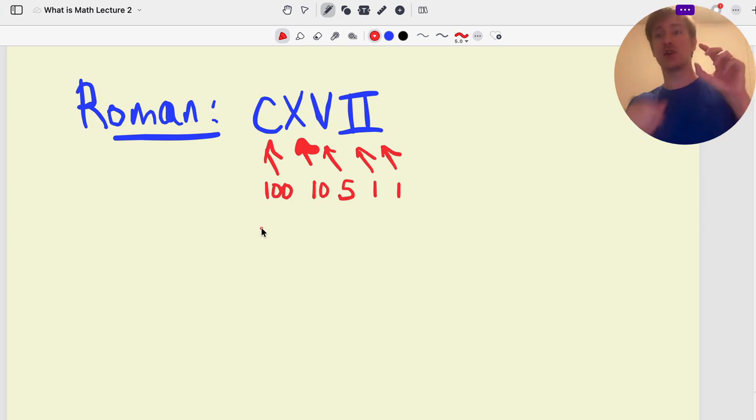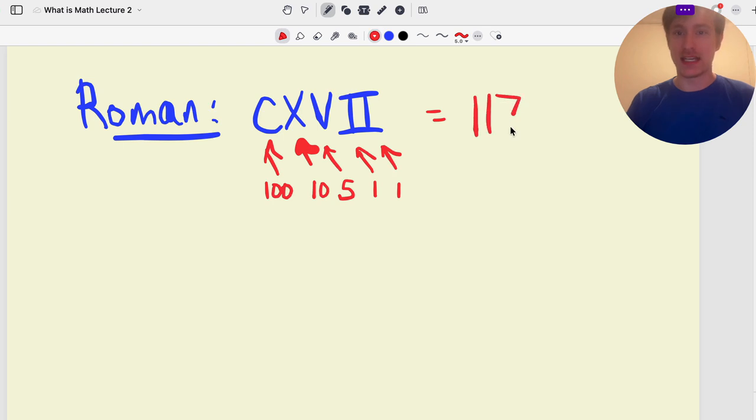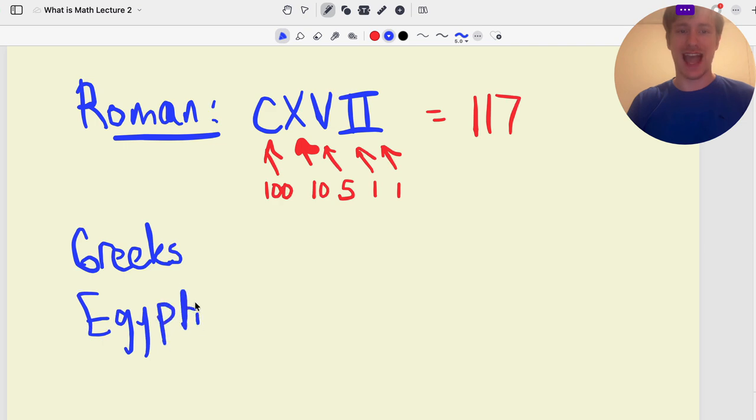And since the numbers are decreasing in value, or at least they're non-increasing, that means we actually combine these together to form 117. Okay, so anytime you wanted a number, you could represent it using finite numbers of symbols. And it turns out that there are other civilizations that did things similar. Okay, the Greeks did something kind of similar to this. The Egyptians, they represented things additively.